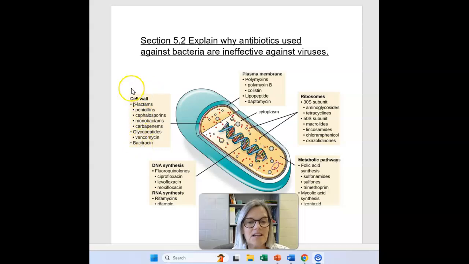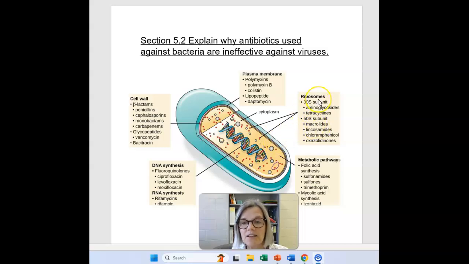Here's a whole big list of antibiotics that target bacterial cell walls. So they damage the cell walls of bacteria and kill the bacteria. Some target the plasma membranes. And so again, there's a big list of different antibiotics that do that and can kill bacterial cells that way.